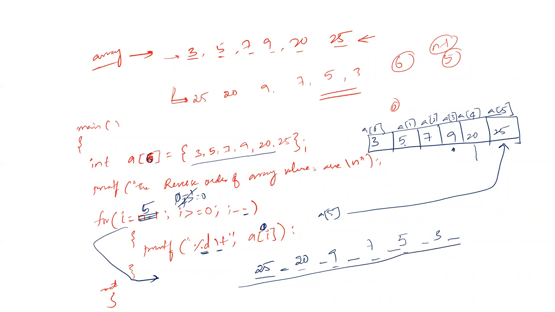So the original is 3, 5, 7, 9, 20, 25, and this printed output is 25, 20, 9, 7, 5, 3, in the reverse order. So to print in reverse order, reverse the loop, and you can print the array values in the reverse order. Is that right? Understood? Did everyone understand? Yes. Okay, in the class, once again I'm asking, any doubts in the class? Very simple program, but you need to understand. We are going one by one, step by step. If you're not understanding, please let me know where you didn't understand.